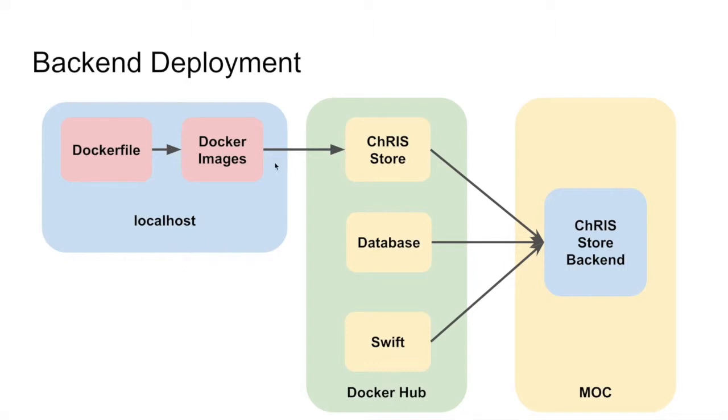After sending this image to Docker Hub, we will deploy it to MOC together with two other images containing two different services. One of them is the database service, which is MySQL, and another is the Swift service. And then we connect them together by making them into one network and declaring it in a configuration file.